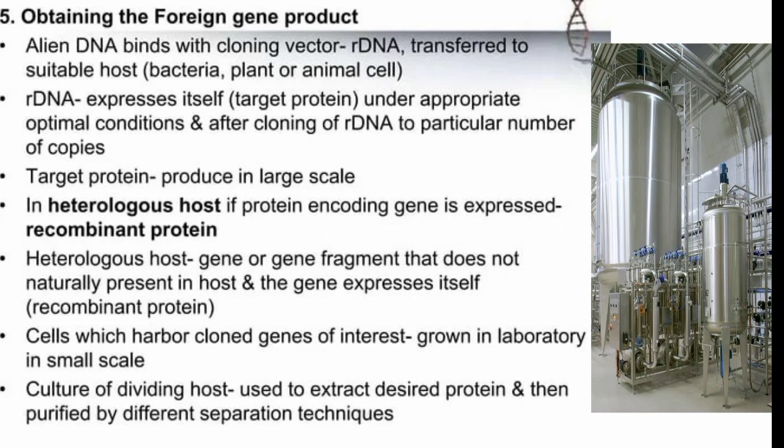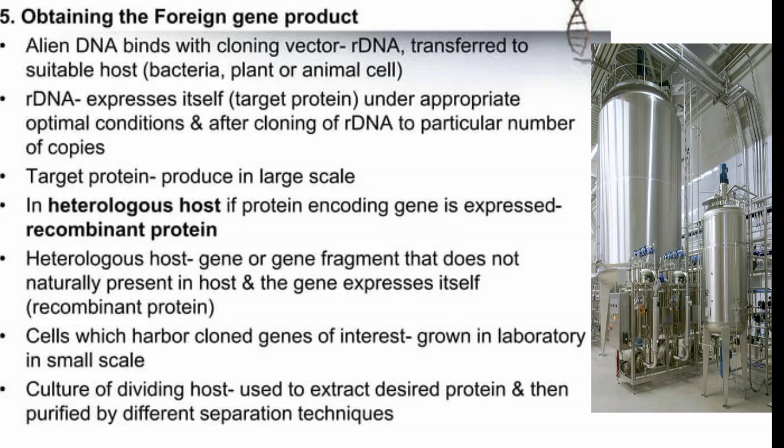Obtaining the foreign gene product. See, once I have it in the cell, I get my clones. They are being multiplied, they are being amplified, the gene of interest. They are transformed into the host, but the final product is what I am working for. So from this product, I need to get the desired protein. It can be a vaccine or it can be anything that I need to get.